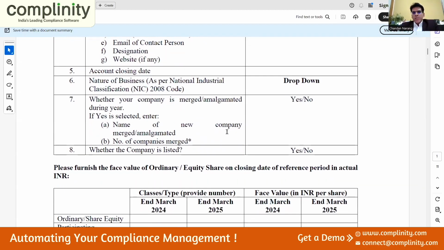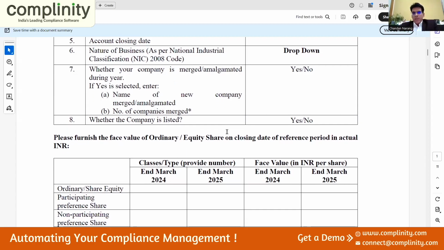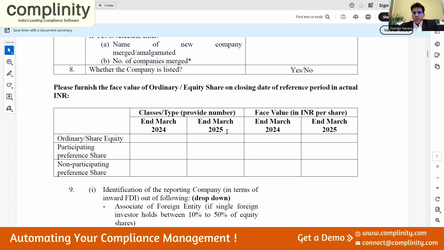Whether your company is merged or amalgamated during the year. See, if your company has got merged into another company, your company does not exist anymore, you cannot file. But if any other company has merged or amalgamated into your company, you need to provide details: if there is any merger during the year, yes or no, and the name of the company merged, in case there is a change in name. Whether the company is listed, yes or no, you need to provide that.